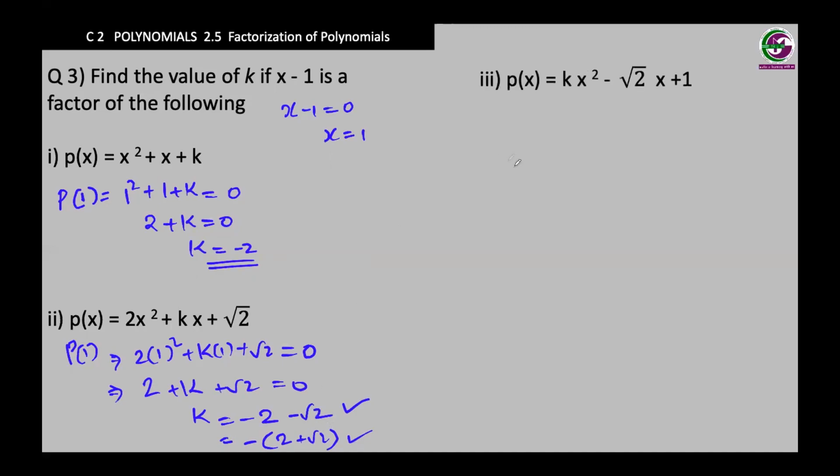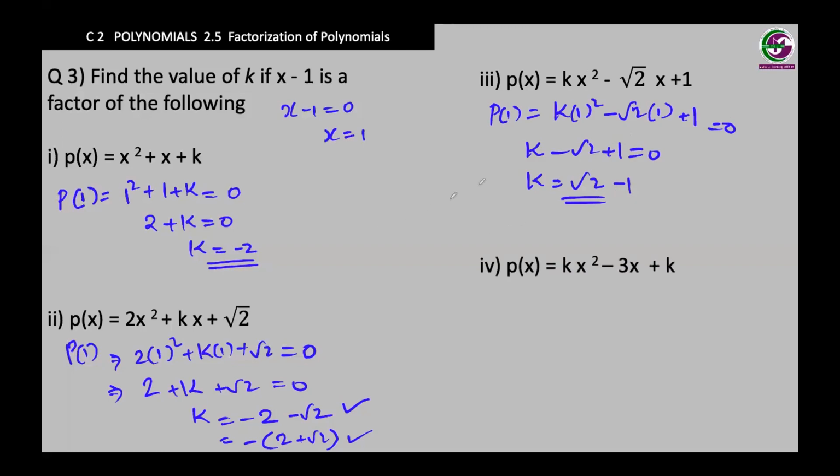Question 3 now. Again, 1 is the factor. So p of 1 is equal to k times 1 power 2 minus root 2 times 1 plus 1 equal to 0. So we rewrite k minus root 2 plus 1 equal to 0, or k is equal to root 2 will be positive and 1 will be negative. That's the answer. Very easy.